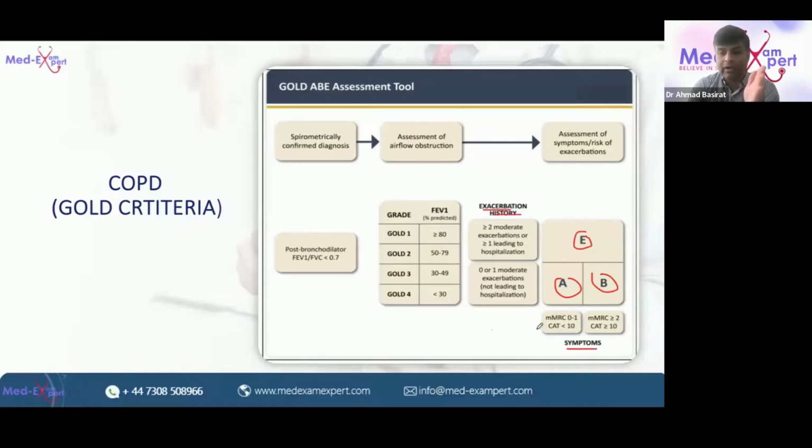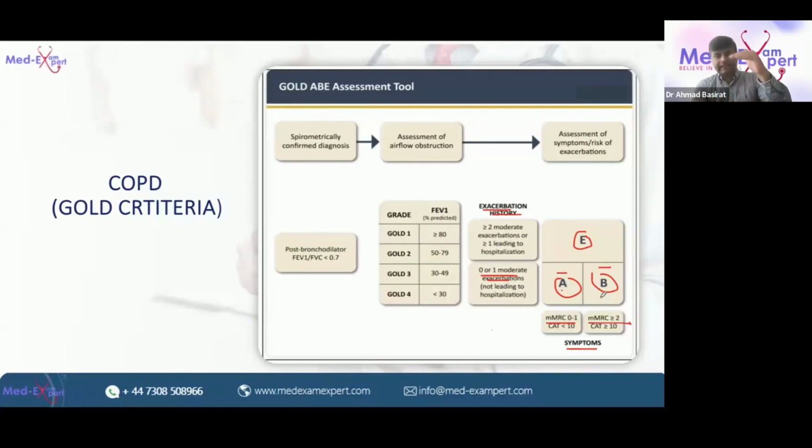Okay. So if someone has 0 to 1 exacerbation or flare up, not leading to hospitalization, we say either it is class A or B. How do we differentiate is with the MMRC score, which I will tell you later on. So that's basically a symptom score. If that is 0 to 1, it's A. If that is 2 or more than 2, it's B.